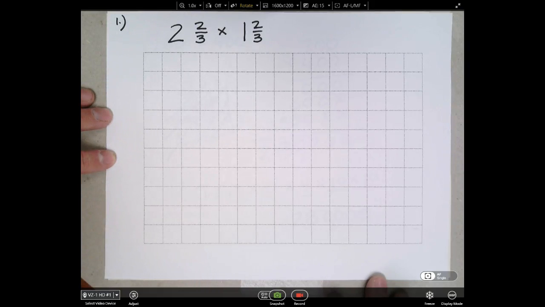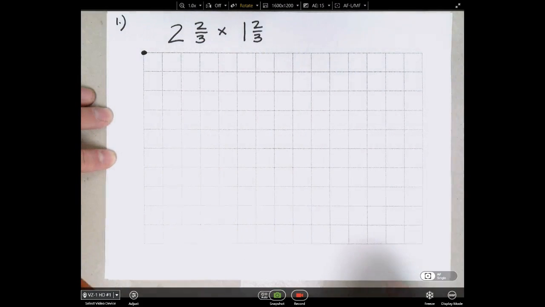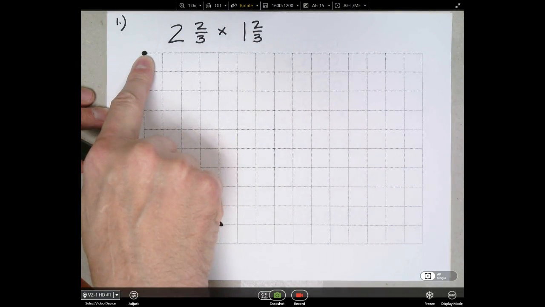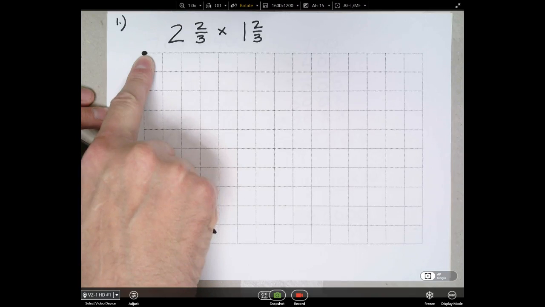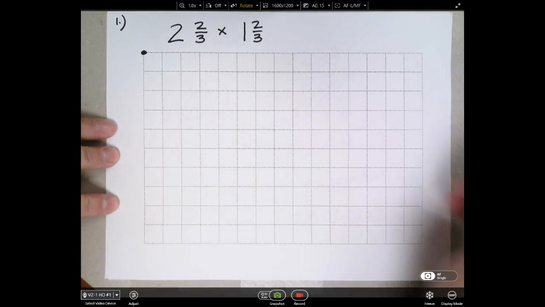Okay, so here's the first problem we're going to look at. 2 2/3 times 1 2/3. And the first thing I want you to do is take your pencil or pen or marker, whatever you're using, and put a little dot up in the corner, and that's going to be our starting point. Okay?